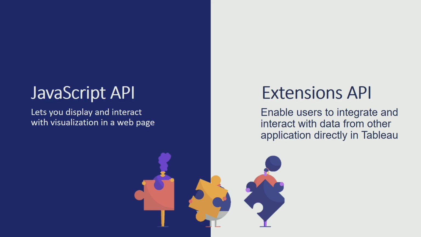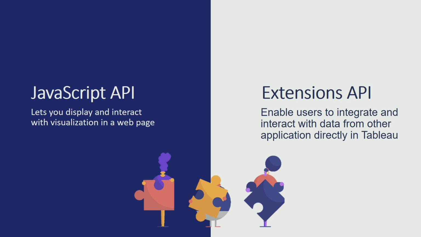There are two APIs that we typically talk about with regards to extensibility. One is our JavaScript API. This allows you to take a Tableau visualization like a dashboard and put it inside your web portal, your application. In the end, though, the mindset is you have an application and Tableau is a component of your application.